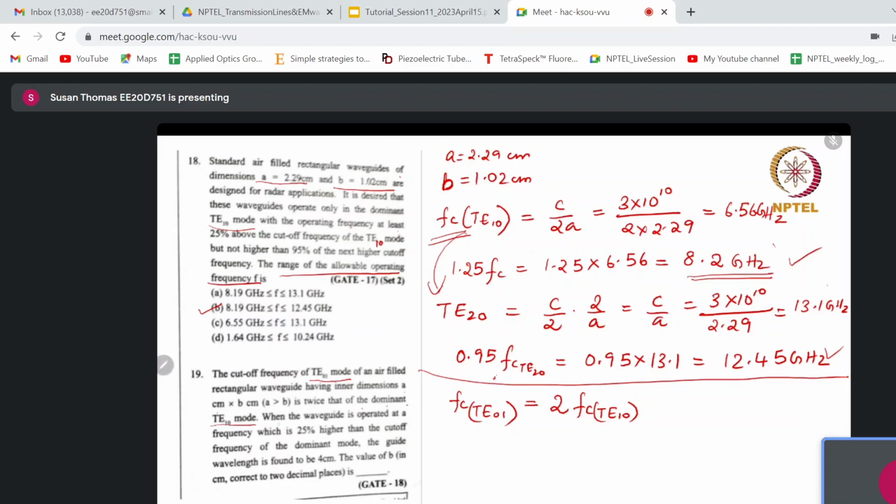Now moving on. When the waveguide is operated at a frequency which is 25% higher than the cutoff frequency of the dominant mode, so operating frequency is 1.25 into Fc, which is basically TE10. Okay. The guide wavelength lambda g is 4 centimeters, and find out the value of b.